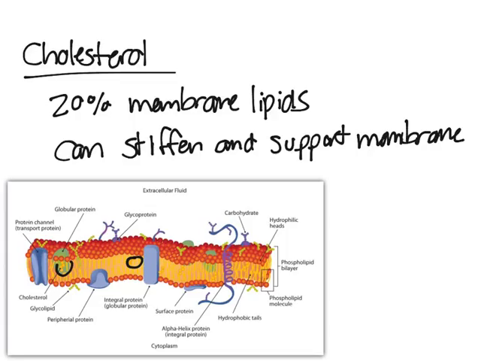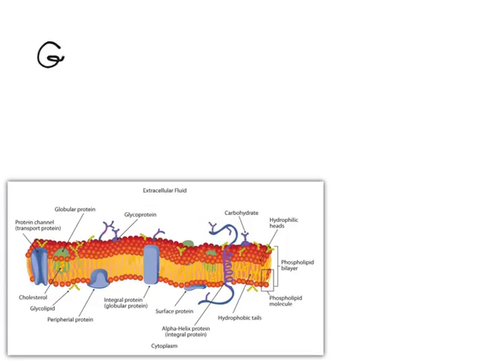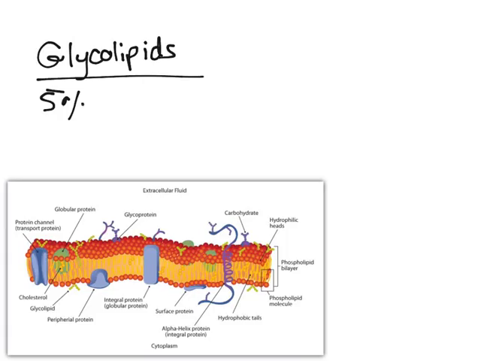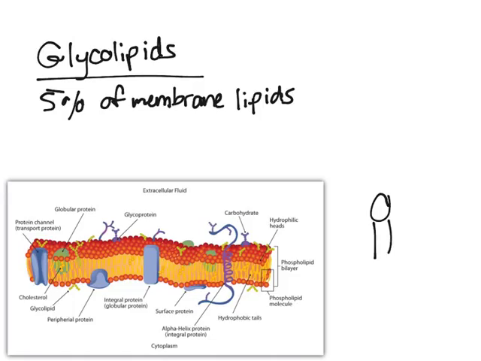And so finally, we'll talk about glycolipids. So glycolipids make up the remaining 5% of the membrane lipids. So 5% of membrane lipids. And so what they are, they're essentially phospholipids. So imagine a phospholipid with a short carbohydrate chain attached to it. So pretend the orange thing is a short carb chain.